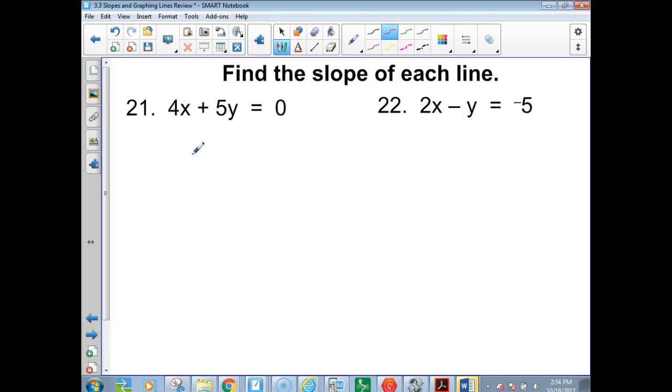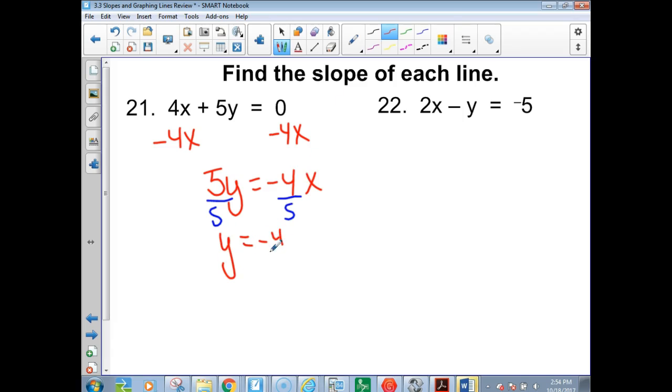So now we're going to try a couple more of these. We're going to get rid of the 4x. We got 5 times y equals negative 4x. So we're really not done on this one. We got to divide by 5. Which leaves me with y equals negative 4/5 times x. And since there's something in front of x, that's my slope.